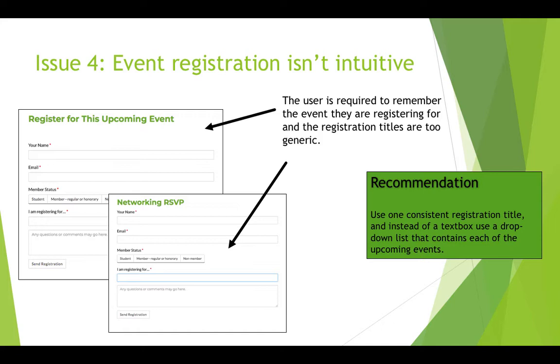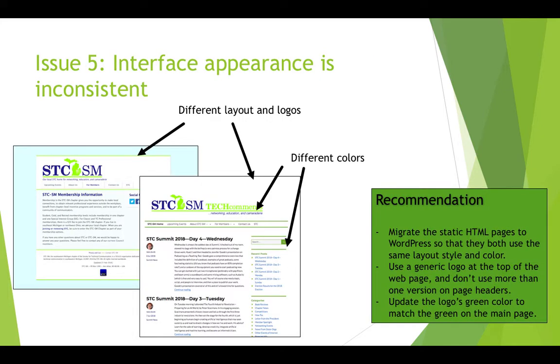Recommendation: use one consistent registration title, and instead of a text box, use a drop-down list that contains each of the upcoming events. Issue 5.